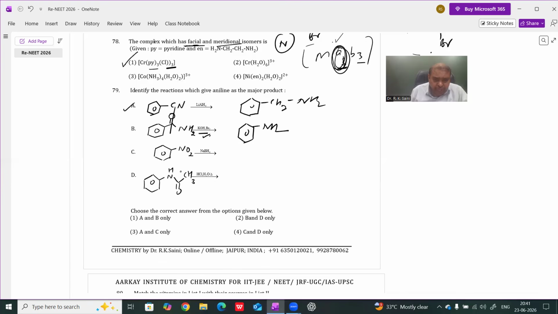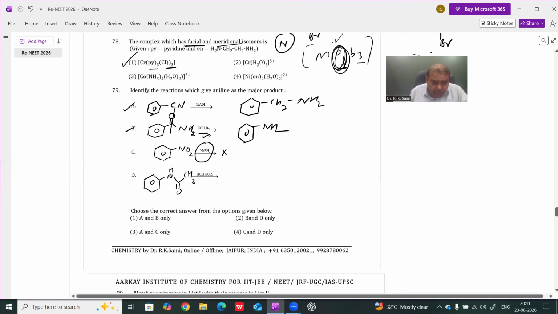First option. In case of nitro, reaction with NaBH4. NaBH4 does not react with nitro because it is a selective reducing agent, and nitrobenzene is a more stable compound, so it does not react. NaBH4 is generally used for reduction of carbonyl compounds, aldehyde, ketone as well as acid halide. Generally, it does not react with nitrobenzene because it is stable.